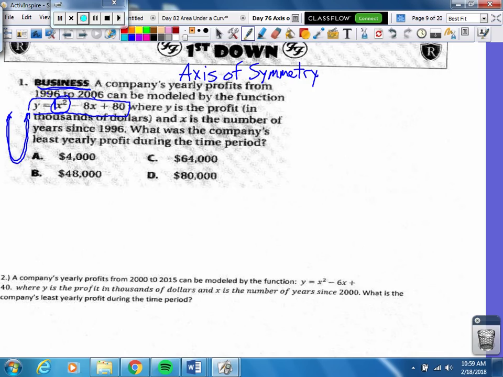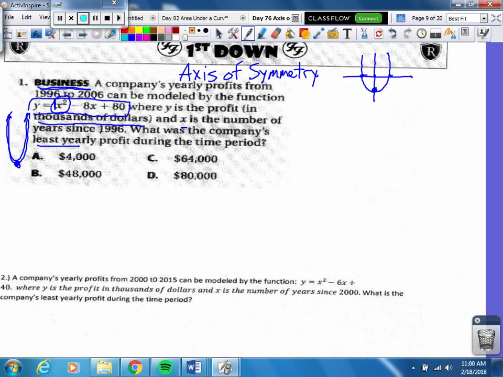I already know that from the last lessons, where y is the profit in thousands of dollars, and x is the number of years since 96. What was the company's least yearly profit? Least would be down there on the parabola during the time period. We did that before: we found the two zeros, and the vertex was right between them, and then we just plugged it in, if you remember that.